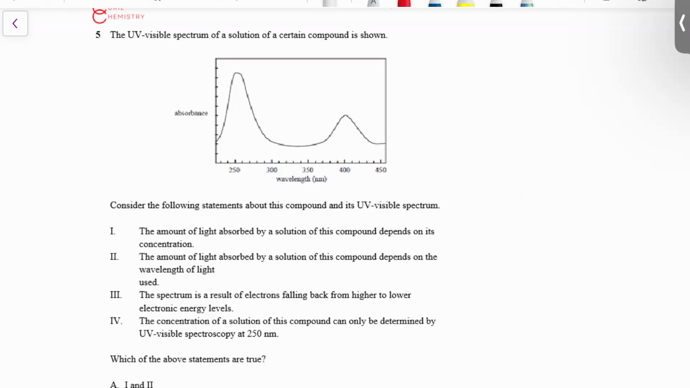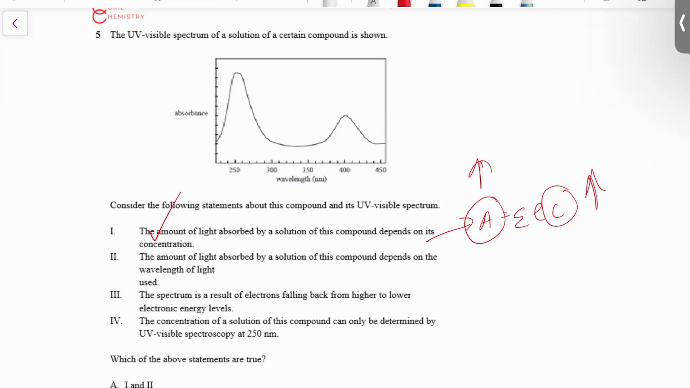True. What's the law that relates absorbance of light to concentration? How do we know it's true? Beer-Lambert's law, exactly. This is a Beer-Lambert's law question. Absorbance is epsilon length concentration. Absorbance is a function of the concentration. If you increase concentration, you increase absorbance. So 1 is true. So you cross out B because it's either only 1 is mentioned in A, C, and D.